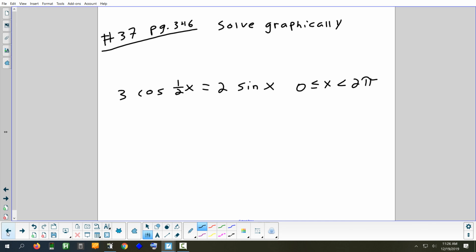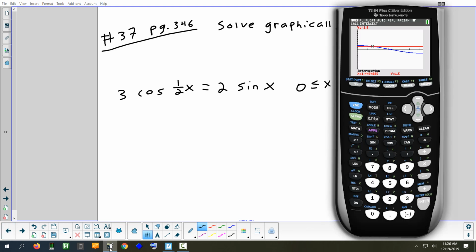Right, let's do the same thing here. Let's do it just like we did the last one. Let's do a y1, y2, and then find an intersect. So Sam, what's going to go in y1? 3 cosine half x. Yep, doesn't matter which side you put in y1, just put one side. And Caleb, y2? 2 sine x. Window's good, 0 to 2 pi. And let's see how many solutions these have.